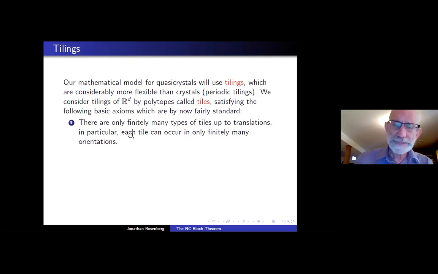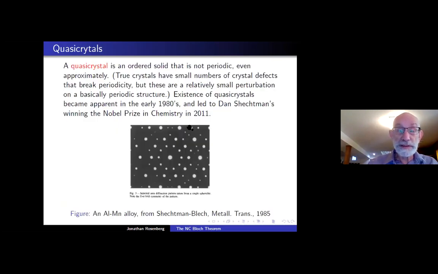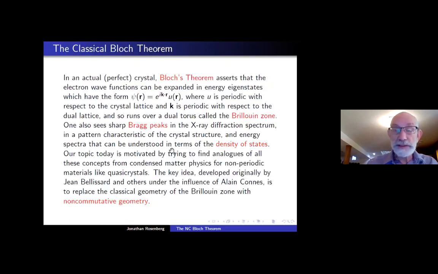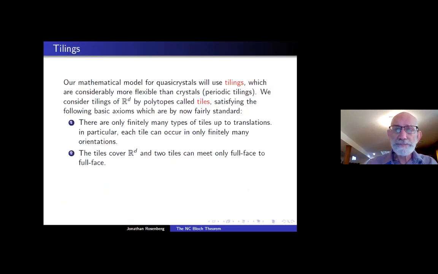Again, since this was all motivated by trying to understand the structure of things like metallic alloys, you can think of these tiles as being the shapes taken up by atoms in certain energy states or certain molecules, that sort of thing. Okay, so you have finitely many types of tiles. Let's say in that example back here, you had aluminum and manganese, and each tile only occurs in finitely many orientations.